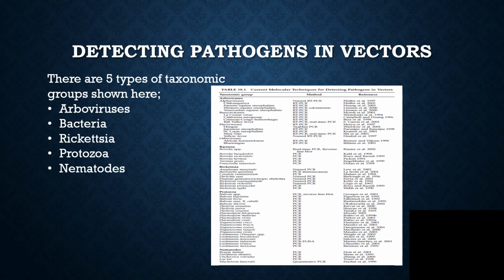Now here you can see 5 types of taxonomic groups shown. You have arboviruses, bacteria, rickettsia, protozoa, and nematodes. For the most part in this chapter, we talk about mostly the first 3. Protozoa, very little, and nematodes, practically none. But for sure, the first 3 are mentioned quite a bit.